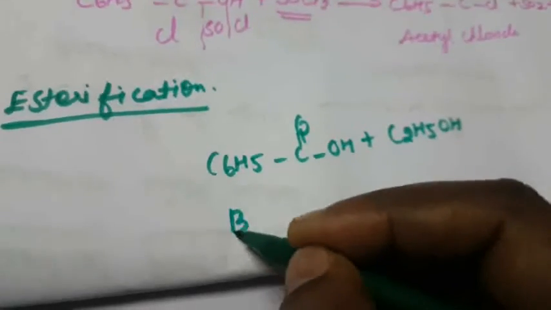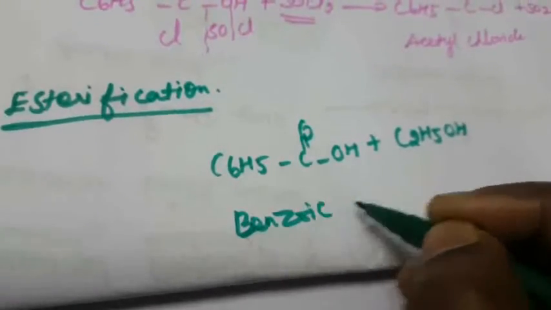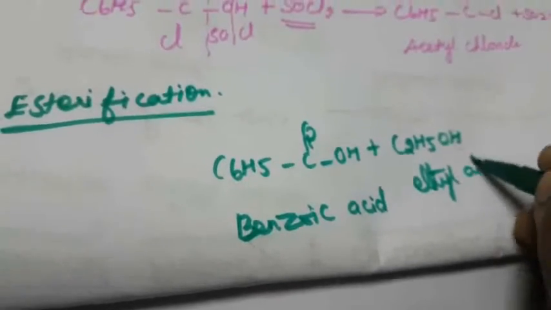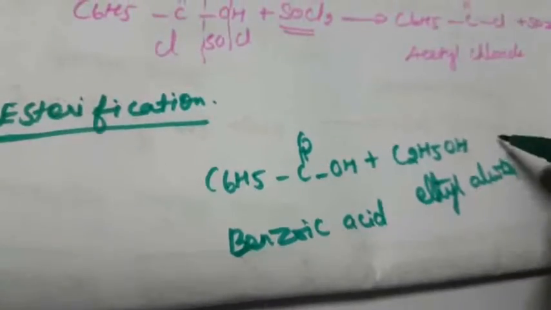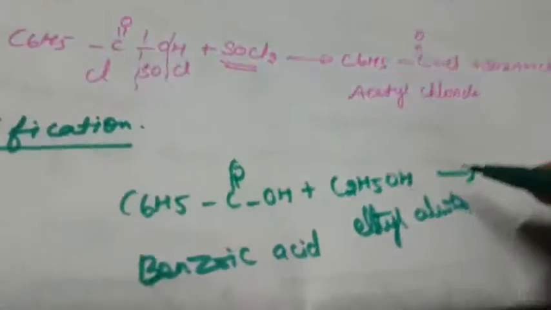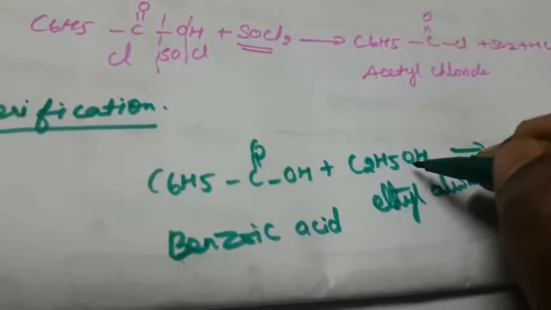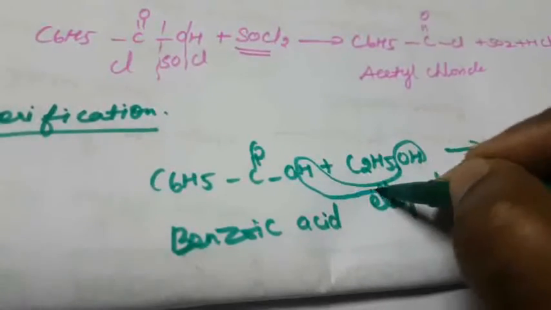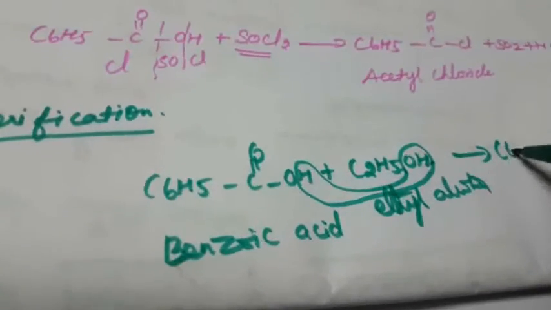This is benzoic acid. This is ethyl alcohol, to form the ethyl benzoate. Only a water molecule will be removed. So how is it removed? H2O will be removed.